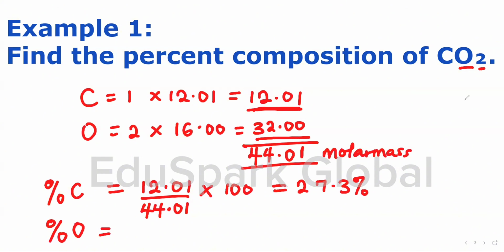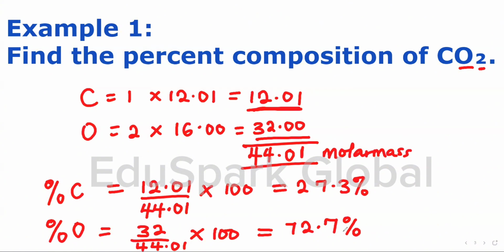Then the percent oxygen will be equal to 32, not 16. You have to include the total oxygen mass in the compound. So the percent oxygen is 32 over 44.01 times 100. The mass of the element over the total mass, or the molar mass, of the compound. So 32 divided by 44.01 times 100 gives us 72.7%.